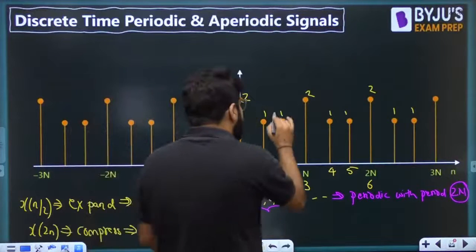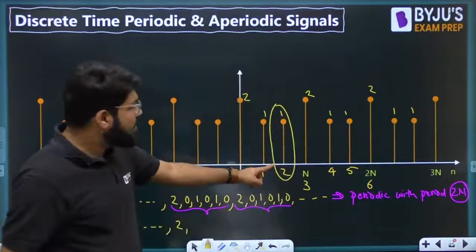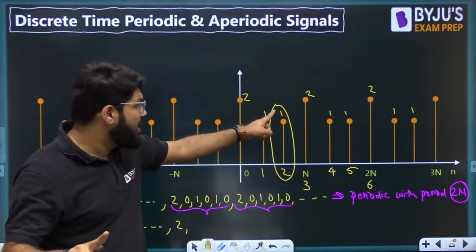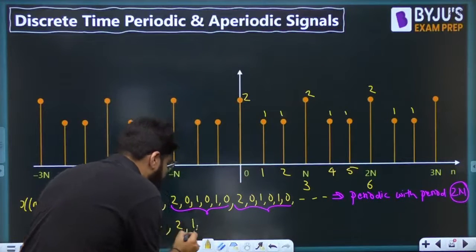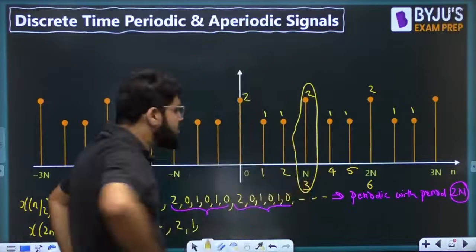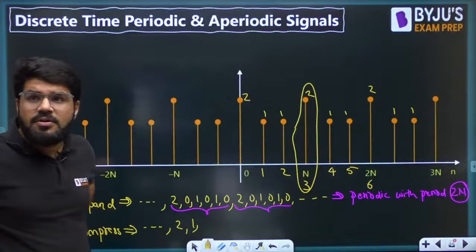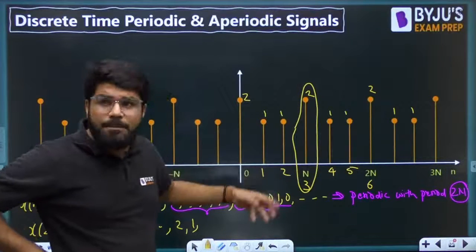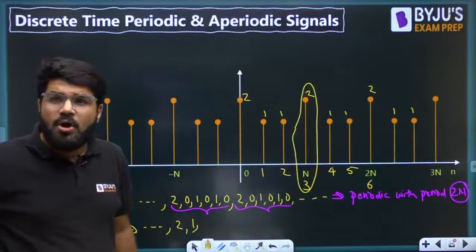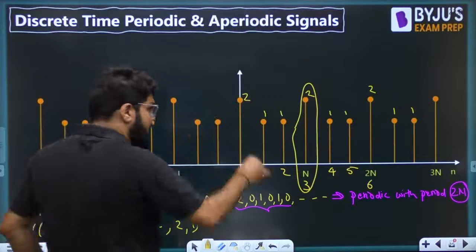Then let us come to this part. Okay, this is at 2. 2 divided by 2 will be 1. So it will come at the time equal to 1 and the value is 1. The next sample is directly 1. Then dear, even this is lost. Even this is lost, because 3 divided by 2. Compress means you have to divide time by 2. So 3 by 2, that is a non-integer time, not acceptable. So this signal is lost.